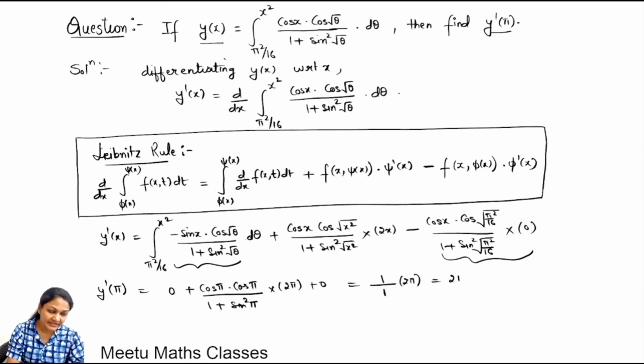So your final answer is 2 pi. So the derivative value of y dash pi is equals to 2 pi.